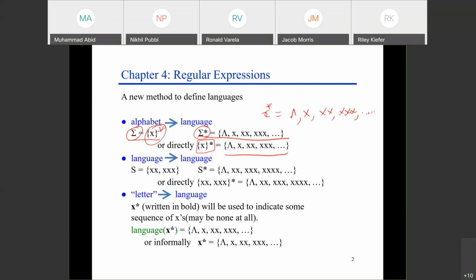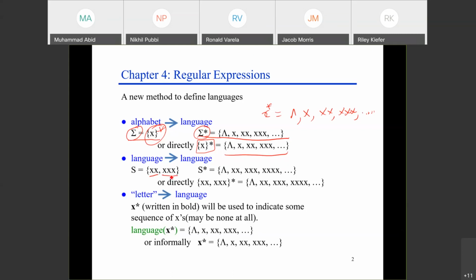And now let's see a language. So we see this, we have an alphabet and we create a language. Now you know that Kleene star is not only used on an alphabet, it can be used on a language, on a word, on a letter, it can be applied anywhere. Now we are saying that we have a language, and our language is a very simple language, which is just composed of two words, xx and xxx. That's it. And we are interested to find S star on this.